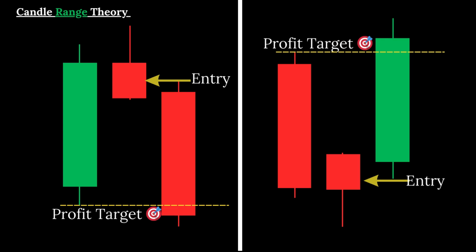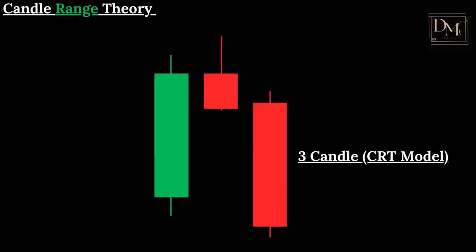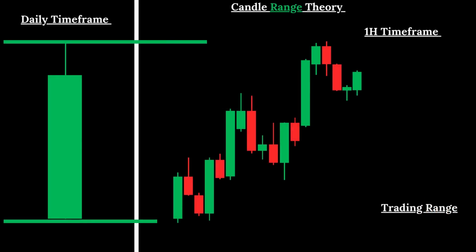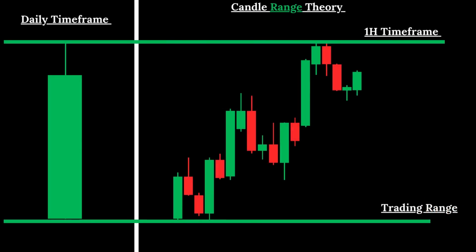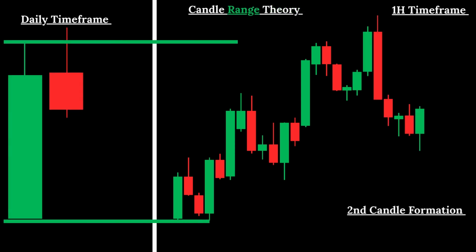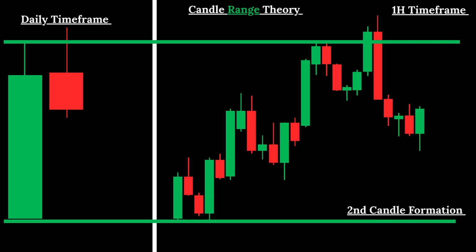take profit. So now that we've broken down the theory itself, let's walk through how to actually use it as a strategy to enter trades using the 3-candle CRT model. First, identify and mark the high and low of the first candle to define your trading range. Next, wait for the second candle to fully form, then zoom into a lower time frame. Because inside the second candle lies the true blueprint.